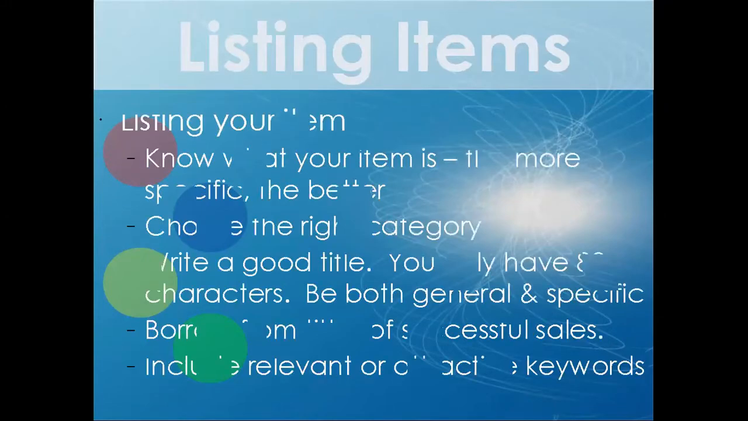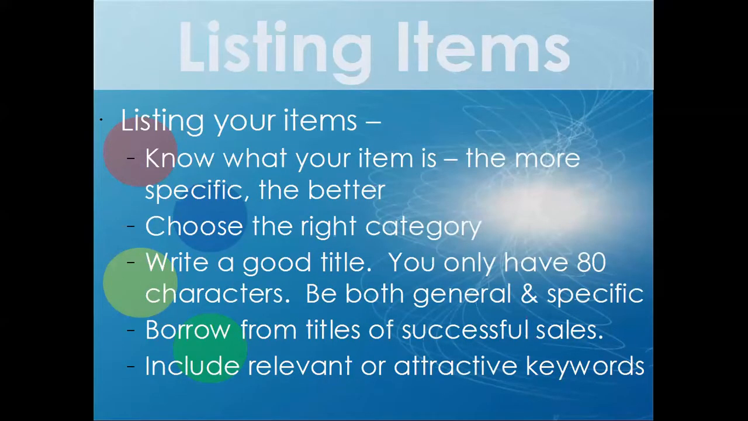So listing items. First of all, when you list your item, try to know as much about it as you can. The more specific you can get, the better off you're going to be. For example, if you know you have an antique lamp, that's great, but there's going to be a lot of those for sale. So try to know what brand it is, what it's made out of, where it came from, who manufactured it, what year it's from if possible, or era. Those will be helpful in having people find your item.